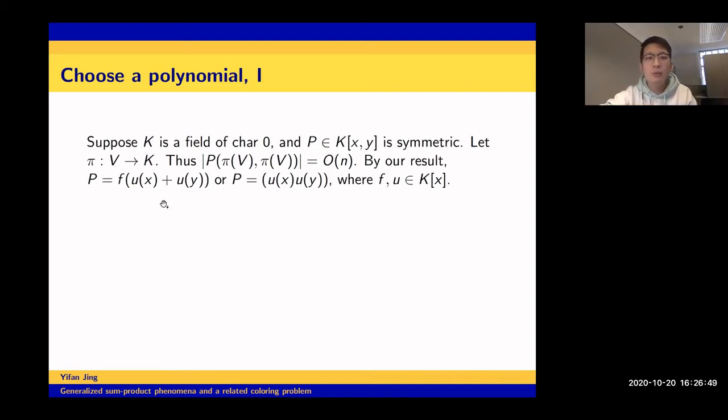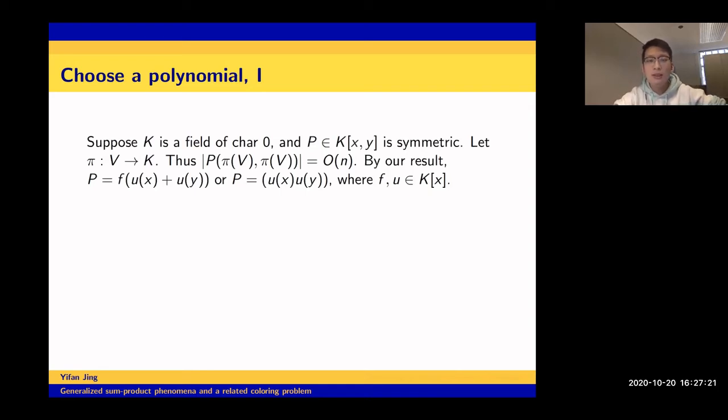Then by our results, we know that the structure of the polynomial is either f(u(x) + u(y)) or f(u(x) times u(y)), that is, either additive form or multiplicative form. And because the polynomial is symmetric, we can remove the different exponents. In the original theorem it is u(x) to the power of m times u(y) to the power of n, but here, because it's symmetric, they should have the same exponent. And f and u are one-variable polynomials in this polynomial ring.